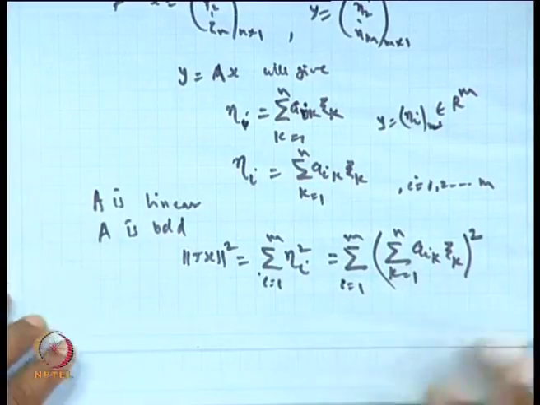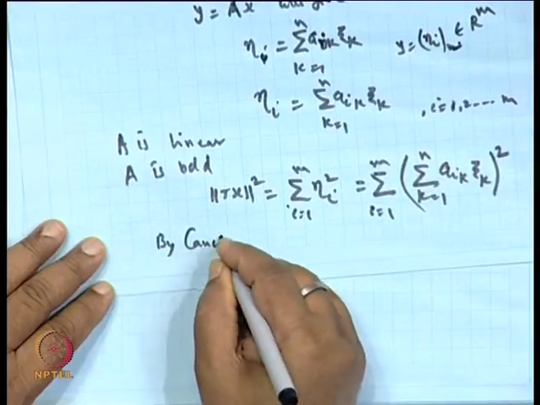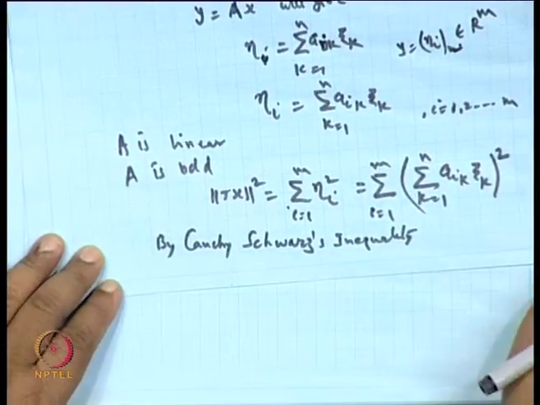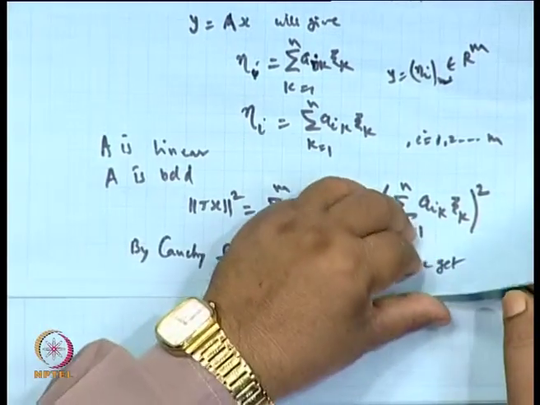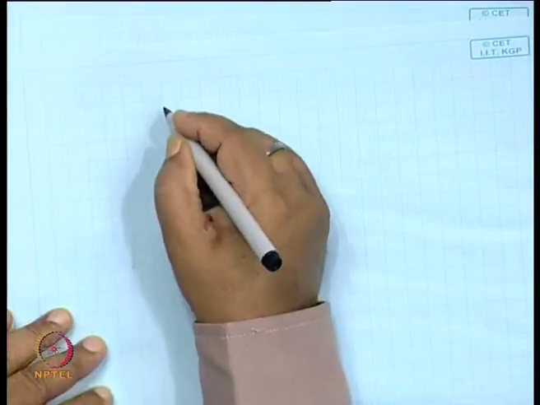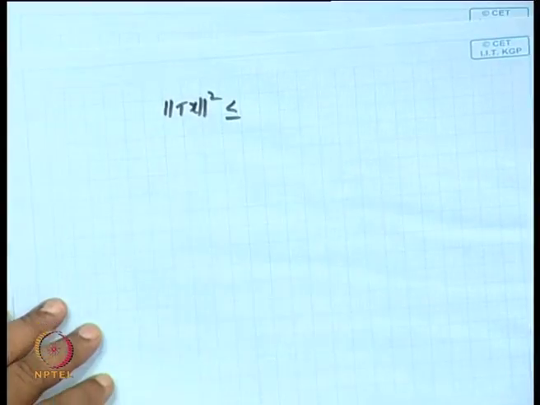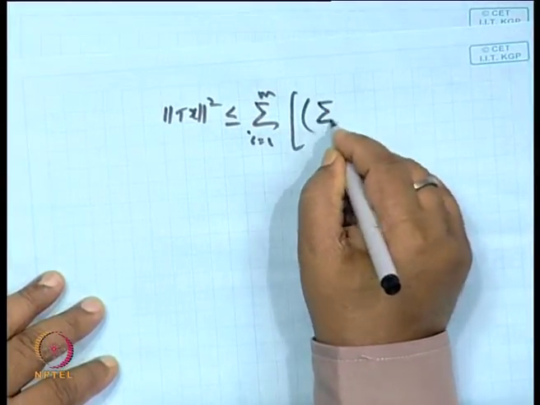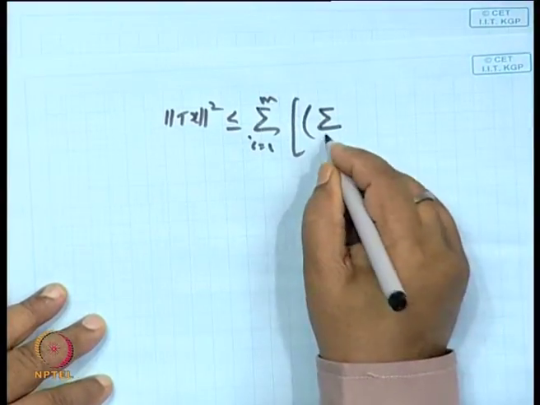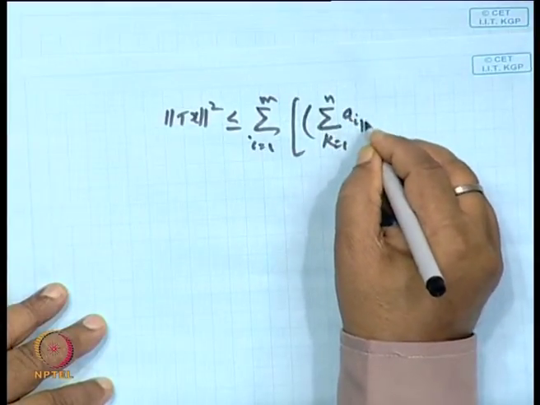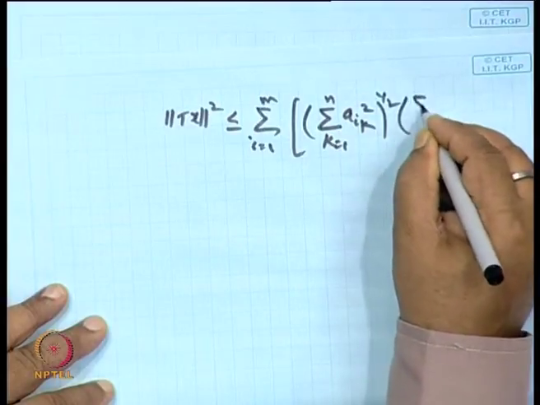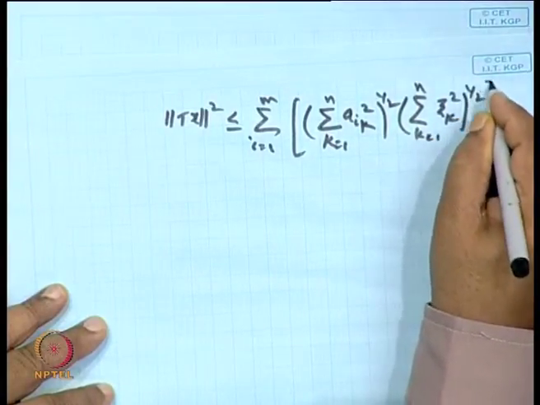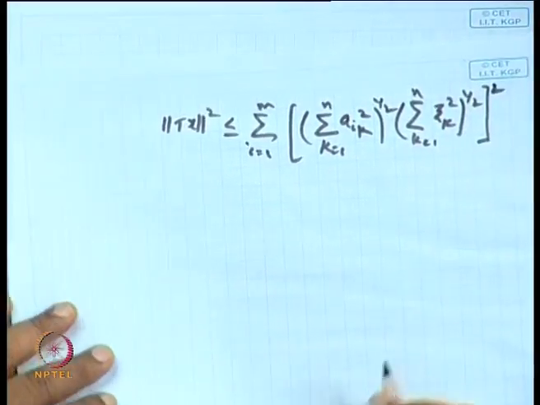Now, apply the Cauchy-Schwarz inequality. So, by the Cauchy-Schwarz inequality, we get that the norm of Tx squared is less than or equal to the sum over i equal to 1 to m, as usual, then the sum over k equal to 1 to n of a_ik squared, to the power half, times the sum over k equal to 1 to n of x_ik squared, to the power half, and then the whole squared, because this is squared.